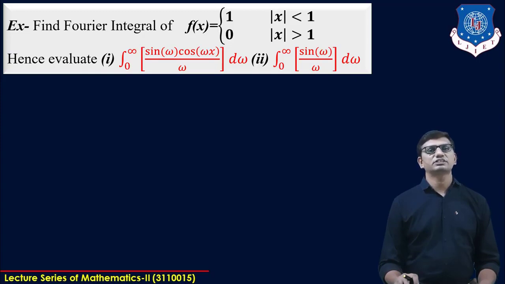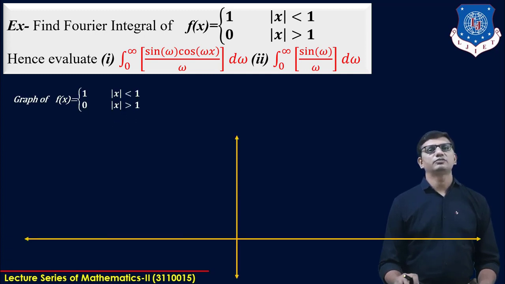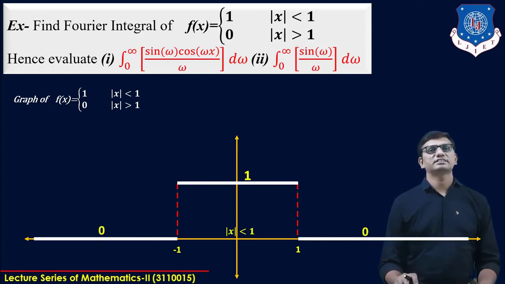That means our function is 1 between minus 1 to 1. Here we will see the graph of this function. Here the function is 1 between minus 1 to 1, so its graph looks like a constant value 1 between minus 1 and 1, and the function is 0 when mod x is greater than 1. That means when x is greater than 1 our function's value is 0, as well as when x is less than minus 1 the function's value is also 0.